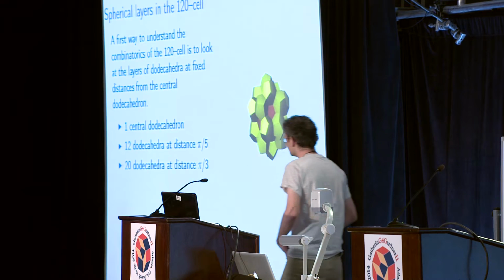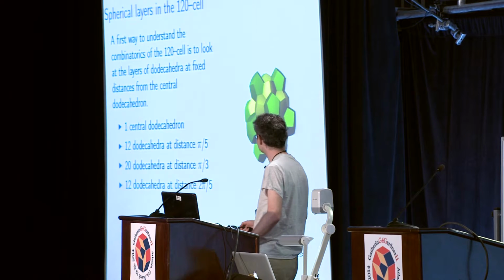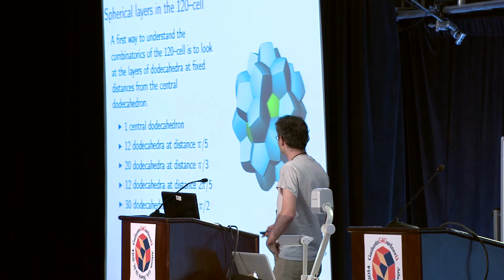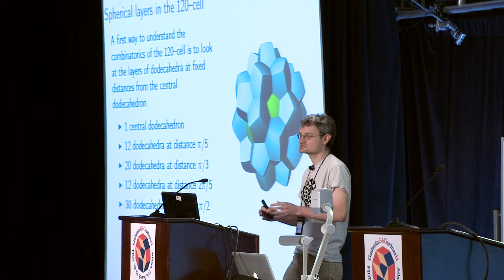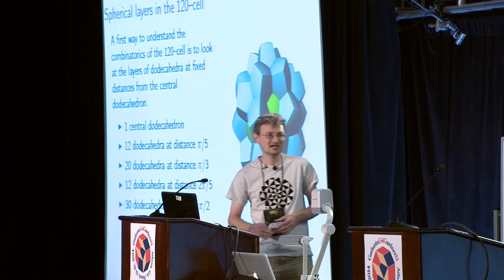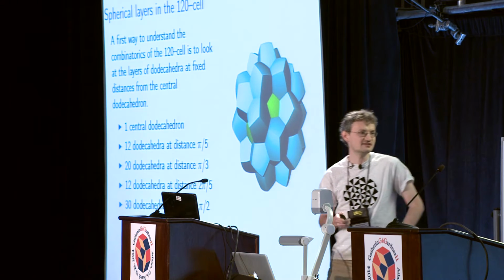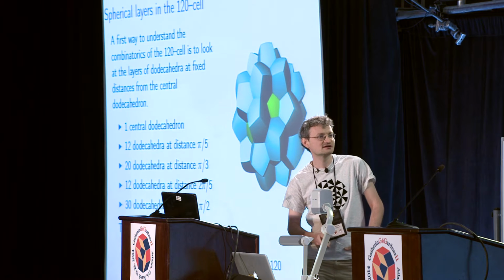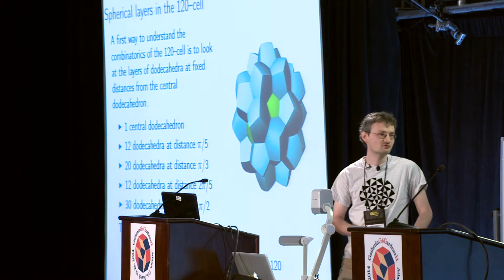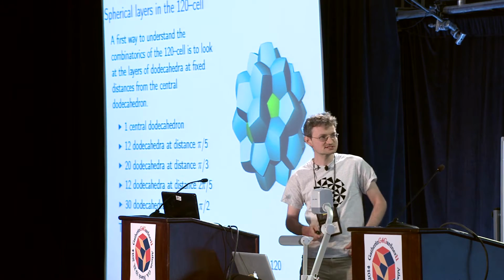Surrounding this, there are 20 dodecahedra a little bit further out, and then 12 dodecahedra, and then 30 dodecahedra. These are at distance pi over 2. This is the equatorial sphere halfway between the North Pole and the South Pole. And then these continue outwards. There's another 4 layers of dodecahedra moving further outwards.